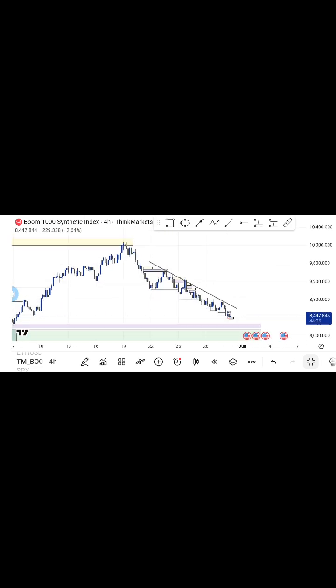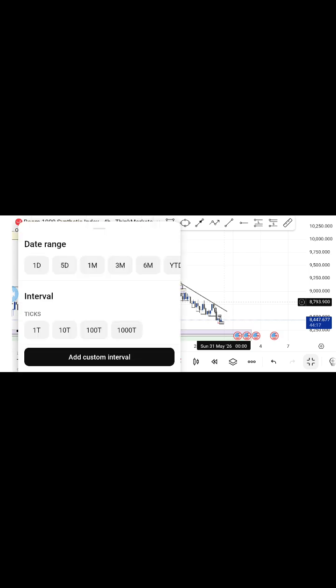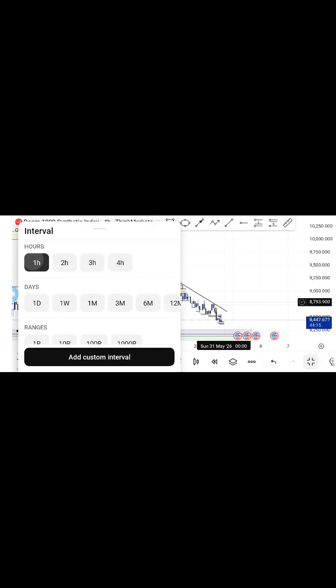So for this trade line that I drew, this last trade line, now let's move down to our 1 hour time frame. Let's see the smaller time frame.